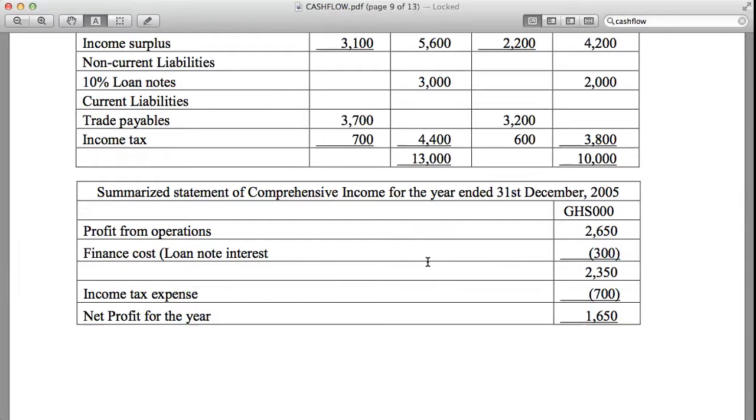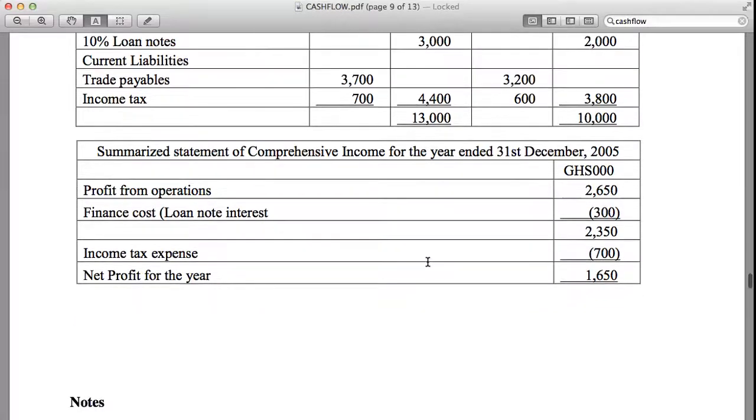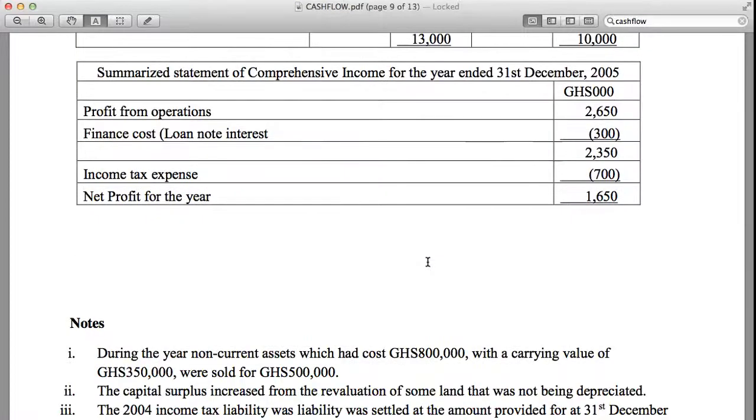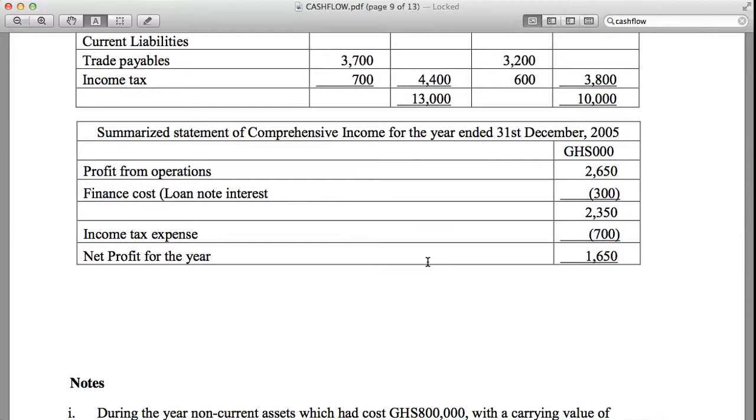Now, summary of the comprehensive income for the year ended 31st March 2005. Have you seen that here they didn't give us a double year? No, just the current year we need. Even if they give you for the 2 years, please don't pick the previous year's items. Do not pick the previous year's for the income statement, except for striking balances. So profit from operation, finance cost, loan notes, interest, income tax expense, net profit. Good. So we are done.